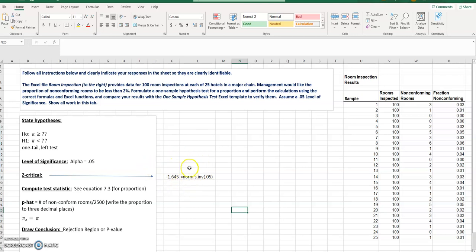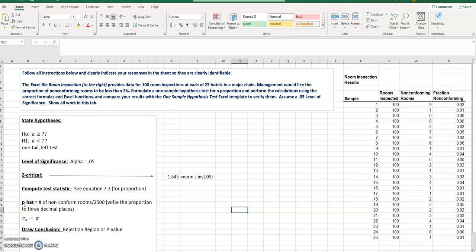So once you compute your test statistic, I'll talk a little bit more about that before I get too deep into drawing the conclusion. You're going to have to compute your test statistic. If you look at equation 7.3 in the textbook for a proportion, that will explain exactly how to do that. Let me be very clear about a couple of things in that equation.